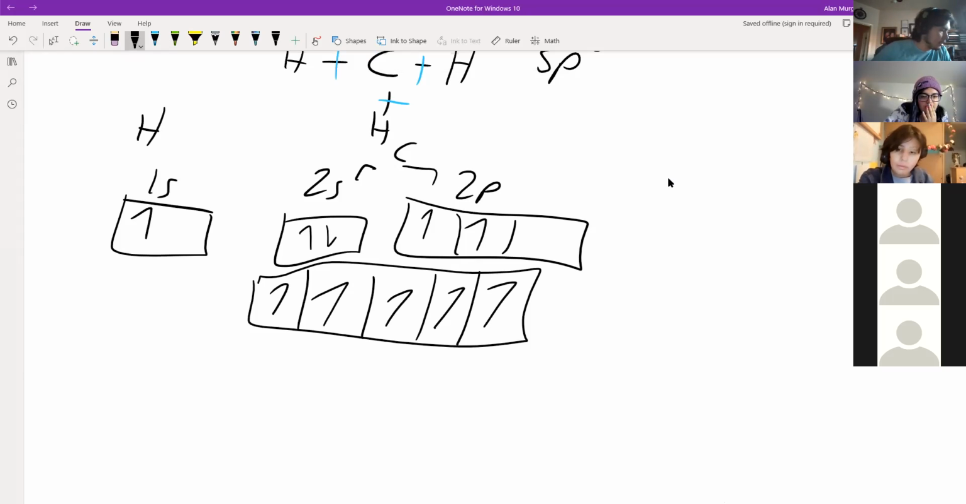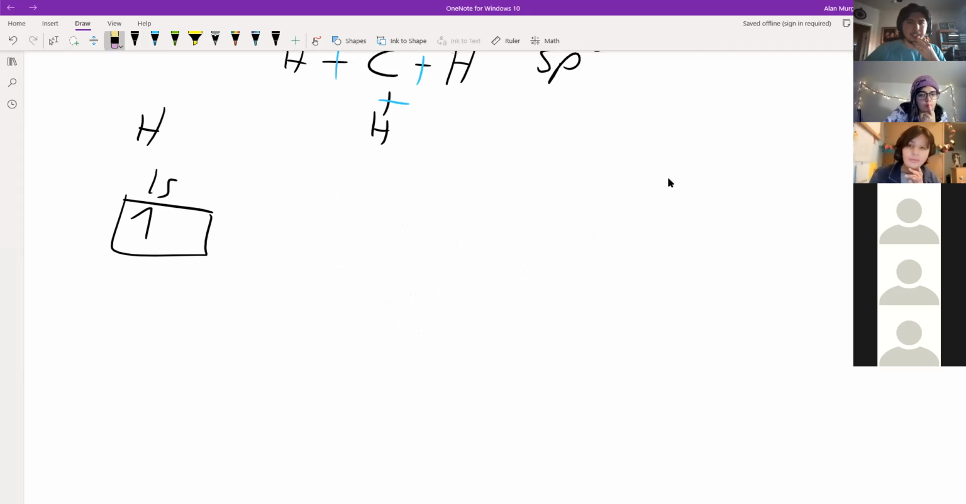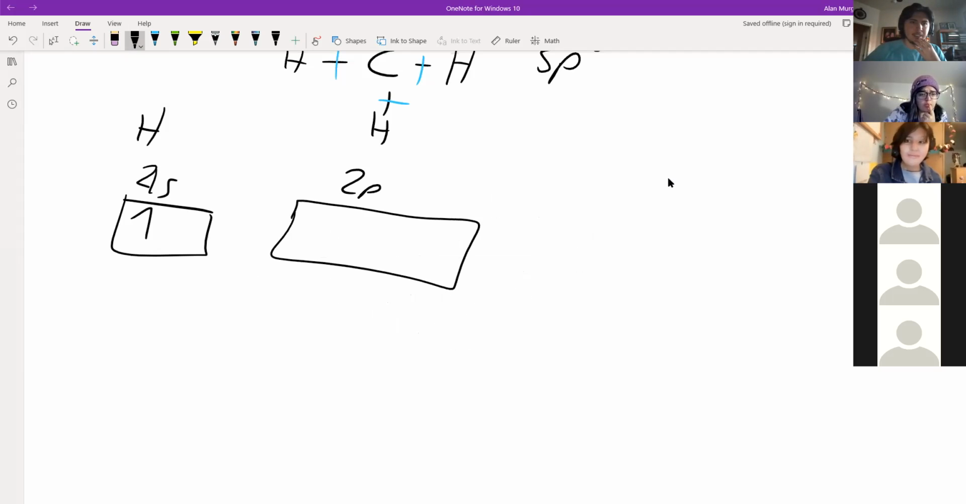If I'm missing something, please let me know, guys. I think there should be 4 boxes, because we're only looking at the outer orbitals, because we're looking at carbon's 2p orbital and the 2s. Sorry for confusing you guys.